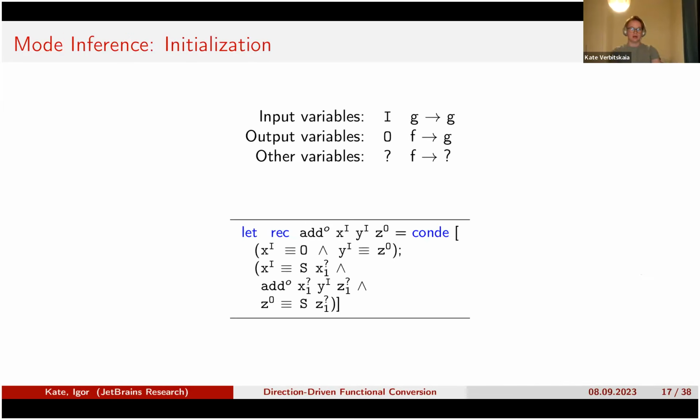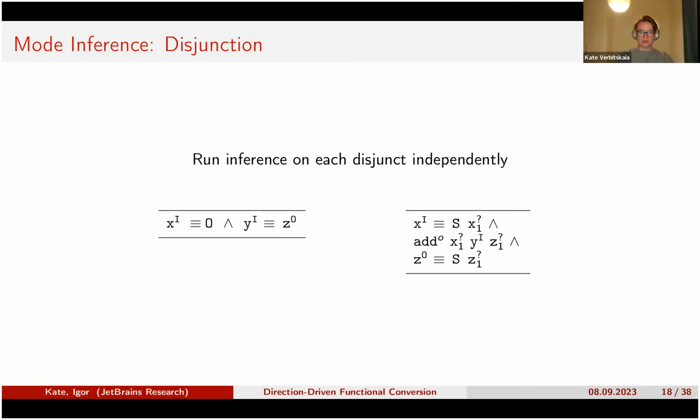So let's talk about how mode inference works. We start with initialization. Initialization associates the input mode with input variables, the output mode with output variables, and this question mark mode with all other variables. The question mark mode maps a free instantiation into an unknown instantiation, which is supposed to become ground after we have done our inference. To do the mode inference, we start by examining a disjunction. To do so, we examine each of the candidate branches separately, because they never interact by variables, so it's safe to do each on its own.